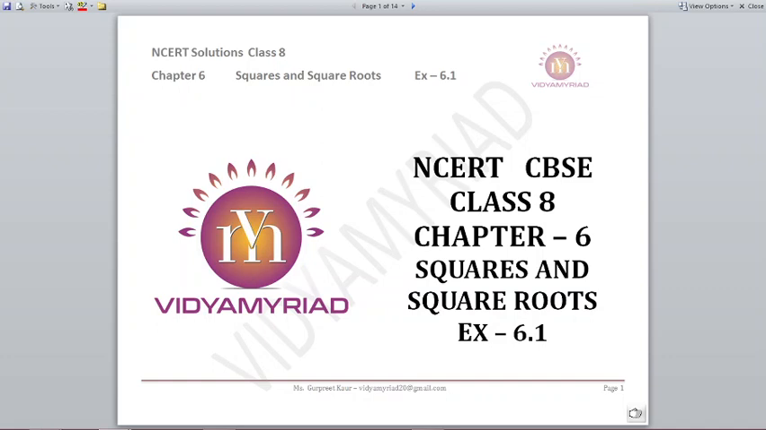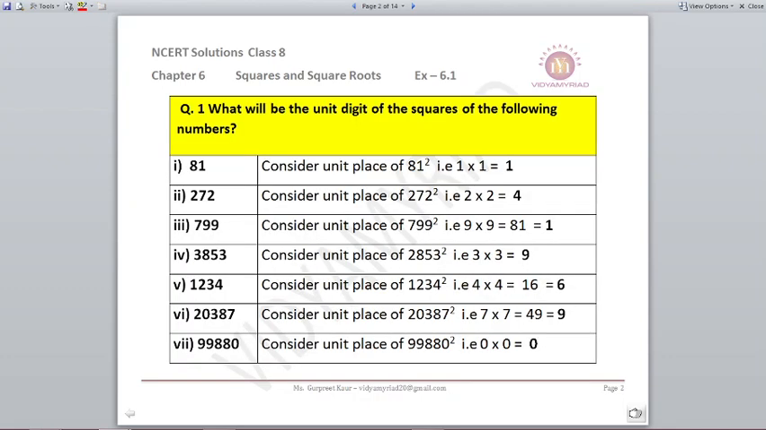This video is made for class 8, chapter number 6, squares and square roots, and today we are going to begin with exercise 6.1. Question number 1. What will be the unit digit of the squares of the following numbers? Now we are given certain numbers. We need to find out when we square them, then what will be the number at its units place.